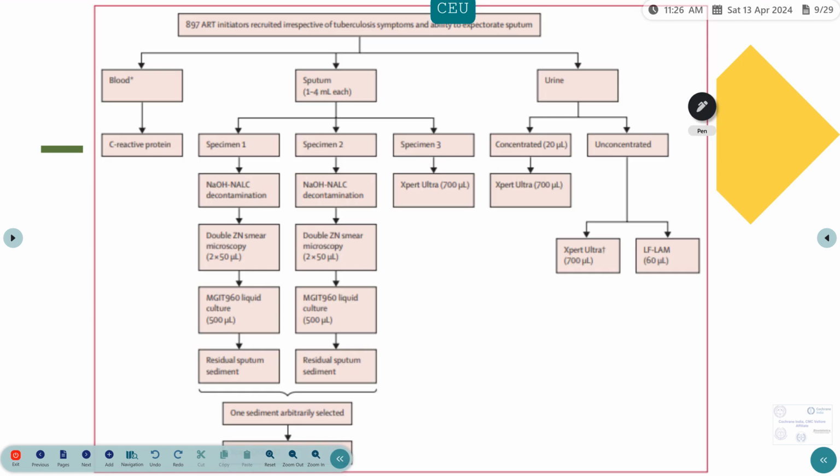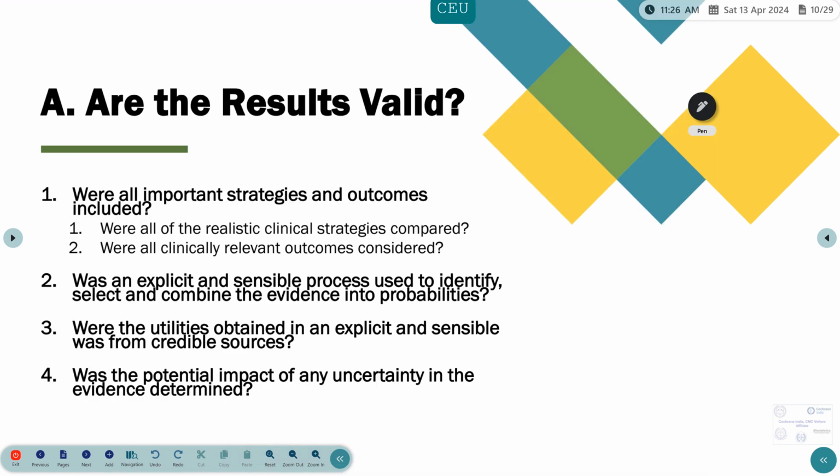So now this is briefly what is done, and based on the information they got from this cross-sectional study, they have tried to make a decision analysis. So going into the critical appraisal part. The first section we deal with, we'll see if the results are valid.